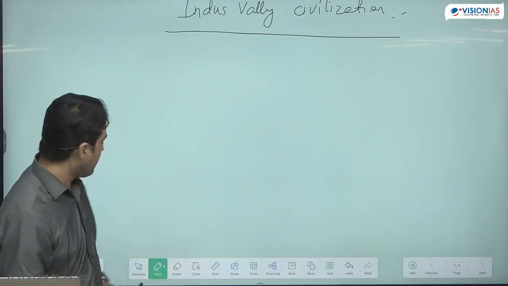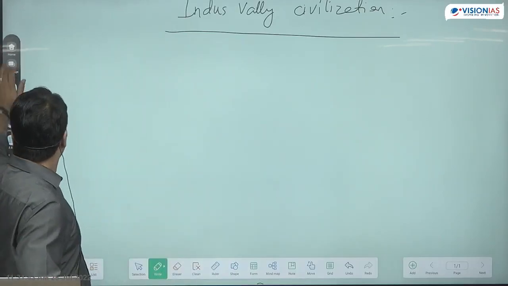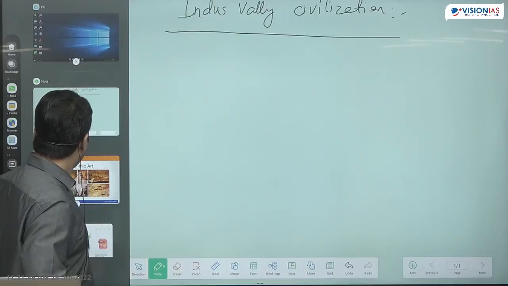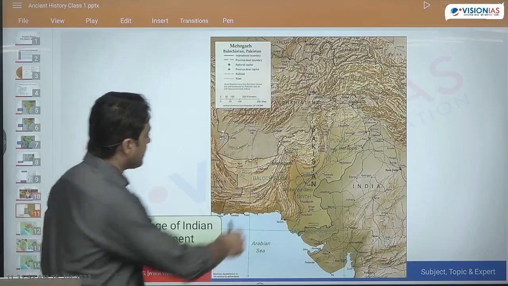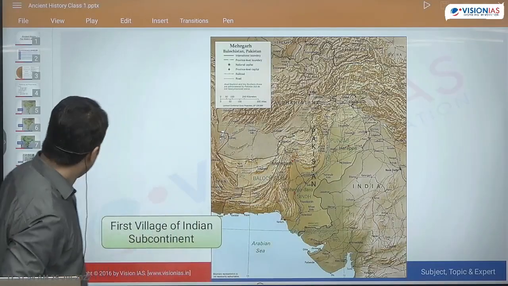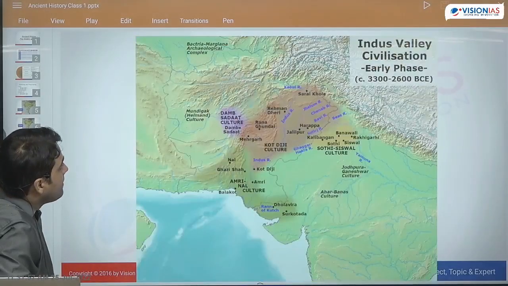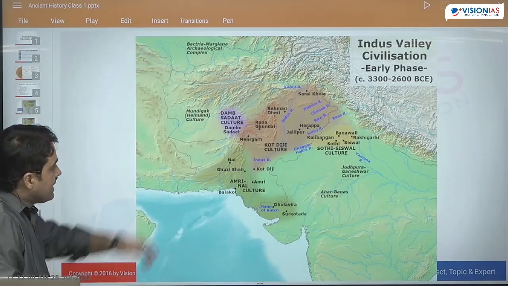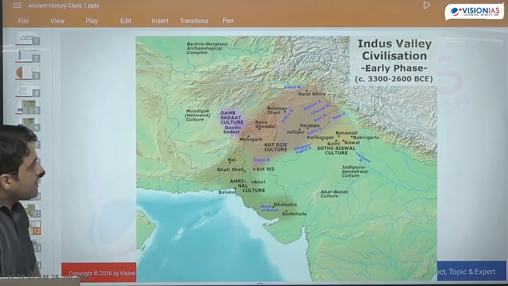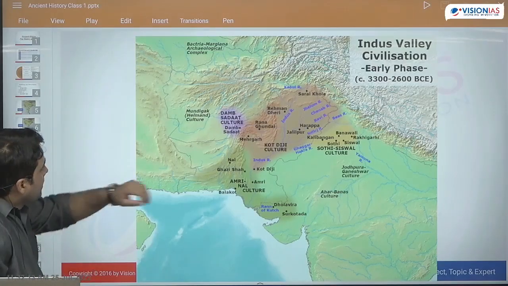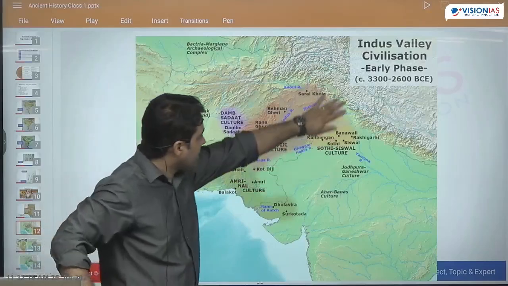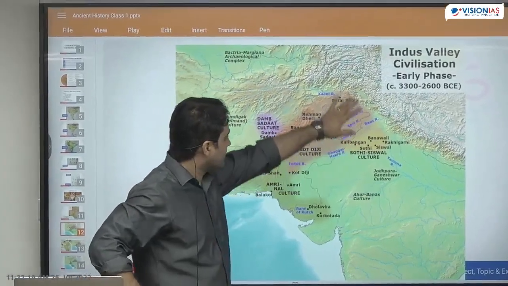And let me show you on the map what I mean by that. So this here represents the first village, Mehrgarh, which emerged in the Balochistan province. But when I'm talking about the early phase of the Indus Valley civilization, which basically marks 3300 to 2600 BC, a period of about 700 years, mainly most of the settlements are rural settlements, and most of the settlements are around the Indus and its tributaries.